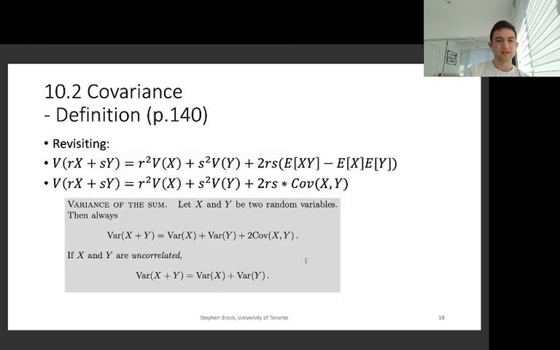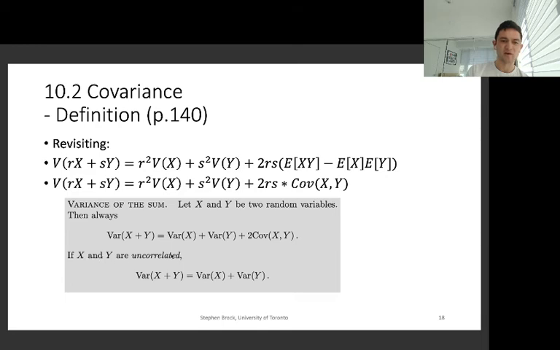All right, so section 2, using the definition, we can revisit the variance that we calculated earlier with expected value of xy minus expected value of x times expected value of y. And now we can substitute our covariance of xy in. And here we go, now we have a definition for the variance of the sum. Let x and y be two random variables, then always variance of x plus y is equal to variance of x plus variance of y plus 2 covariance of xy.